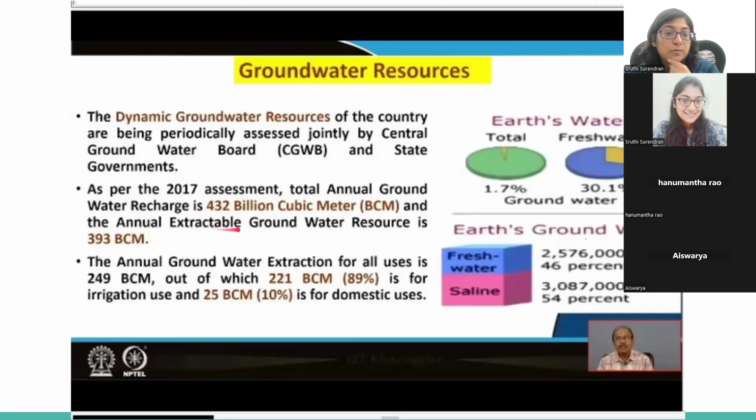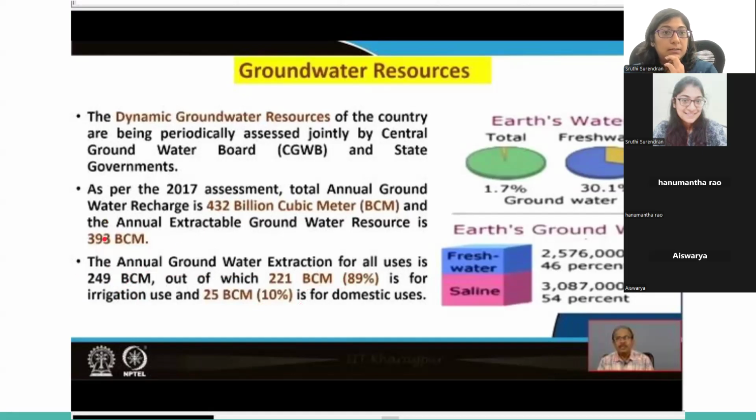So, out of this 432 recharge that has happened, the one that can be extracted is 393 billion cubic meters. And the annual groundwater extraction for all uses is 249 BCM. Although we can extract this 393 BCM, out of that we can only use 249. Out of this 249, 89% of it is going for irrigation purposes, and only 10% goes for the domestic usage.